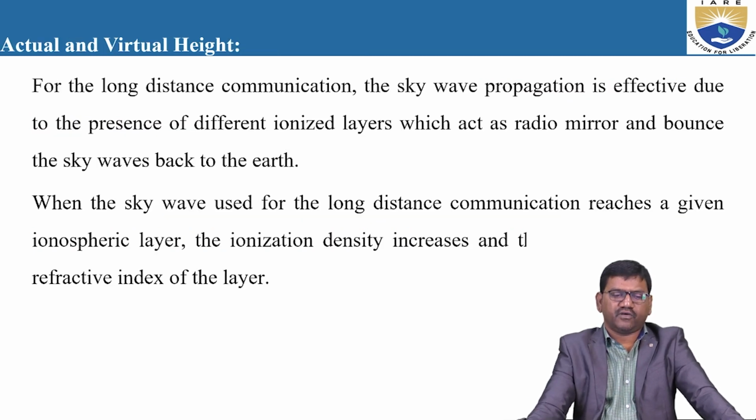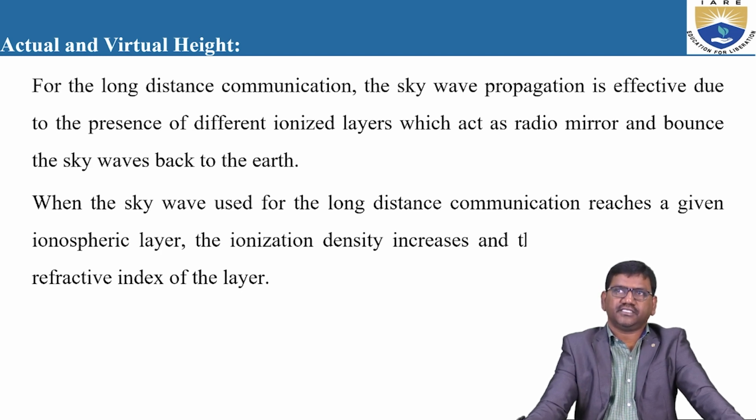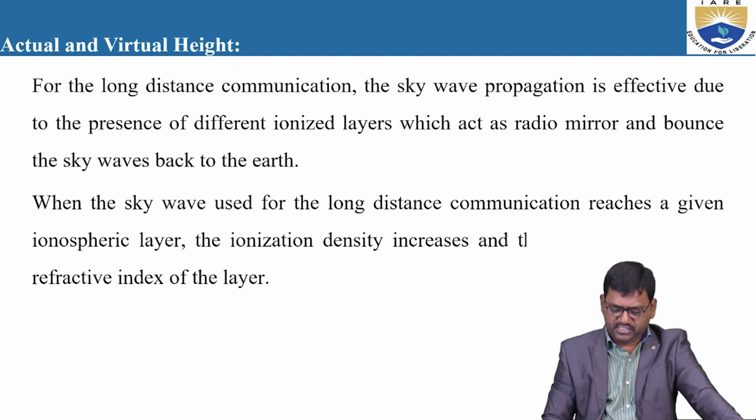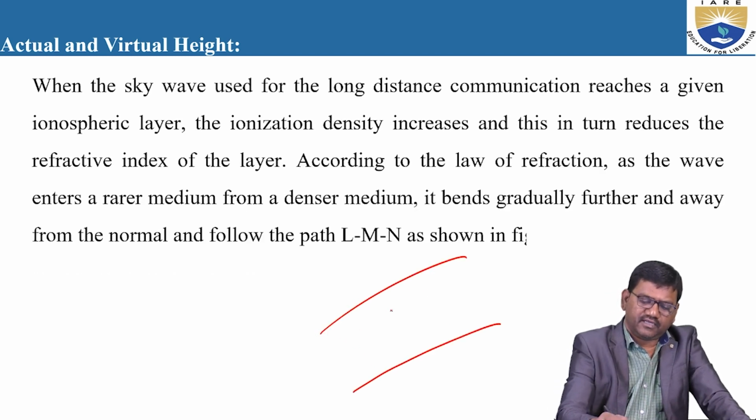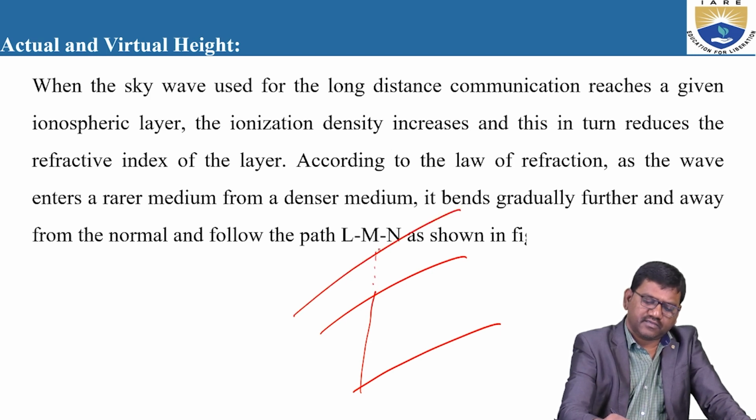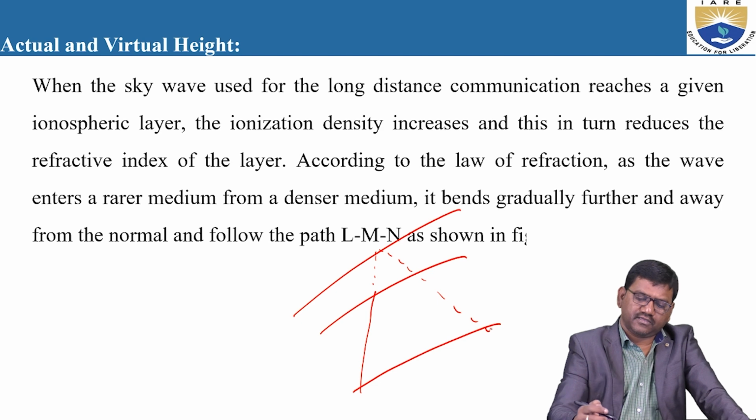Now, actual height and virtual height. Skywave propagation is effective due to the presence of different ionized layers which act as a radio mirror and bounce the skywaves back to the earth. When the skywave used for long distance communication reaches a given ionospheric region, the ionization density increases and this in turn reduces the refractive index of the layer. Here, when we transmit a signal, the signal goes up, so this is the actual height.